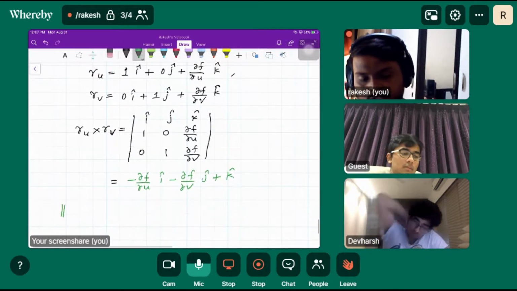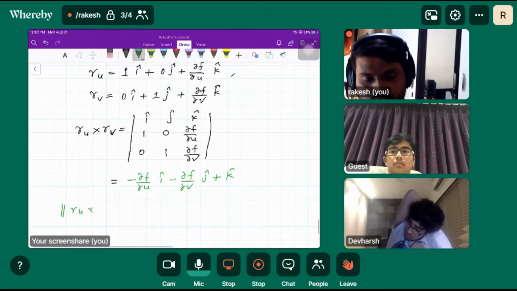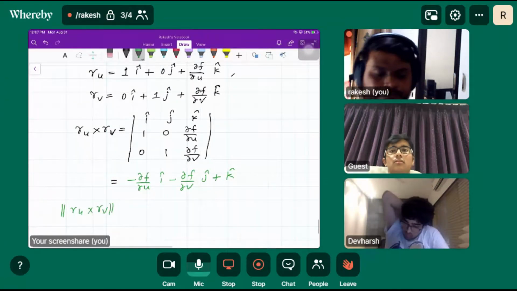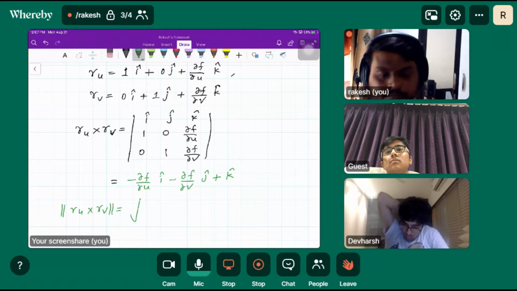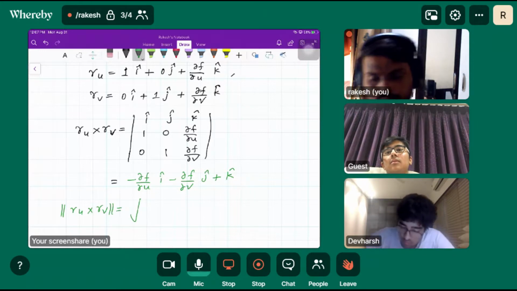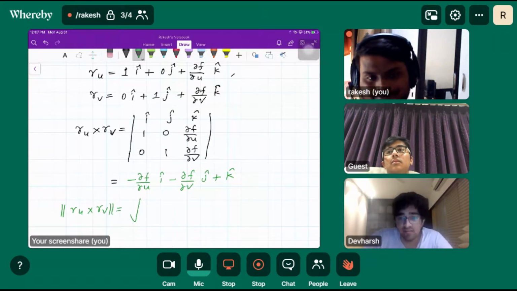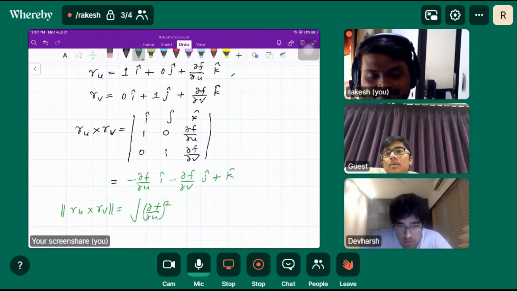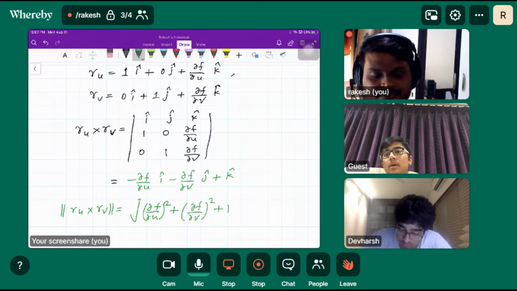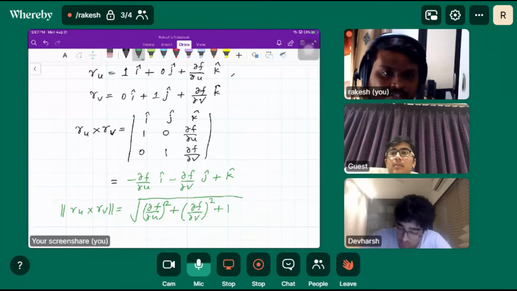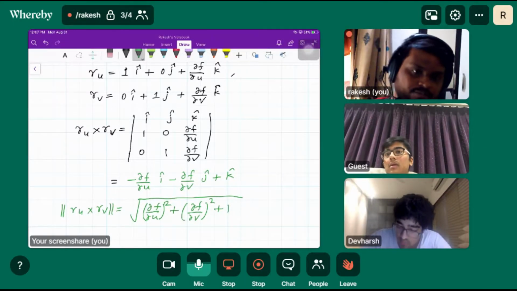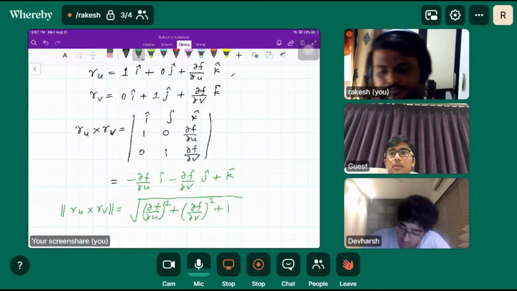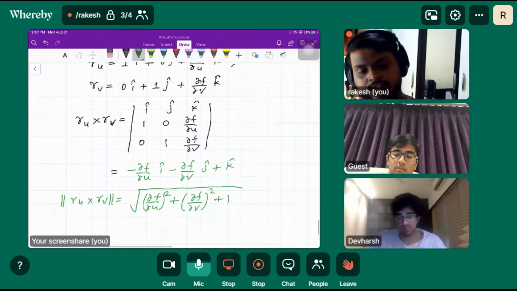So what would be the magnitude of this? You get the square root of del f by del u squared plus del f by del v squared plus 1. Do you notice this? You get the formula and verify the previous assumption.